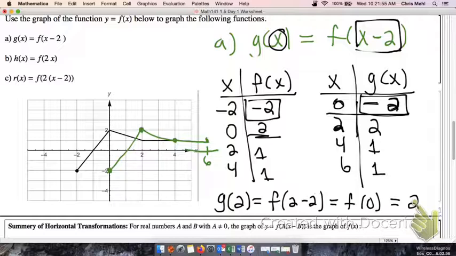And what you'll notice has happened is that the graph is shifted to the right 2 units. Okay. So for g of x, this is a shift right 2 units. So actually whatever's being subtracted from x, that number is positive. So I'm subtracting +2, so I'm shifting right 2 units. Okay.